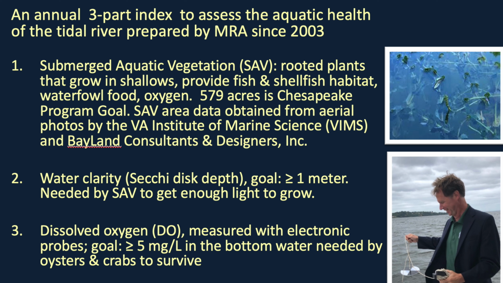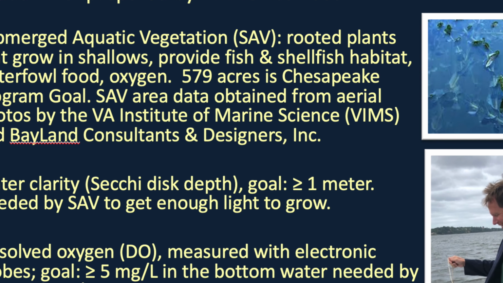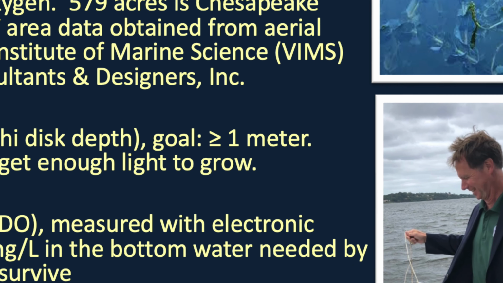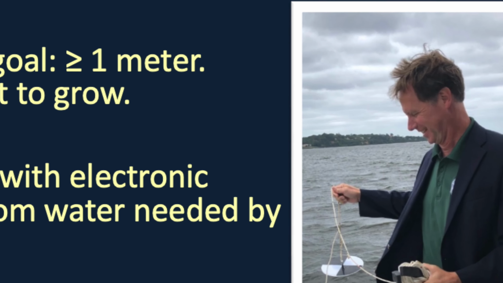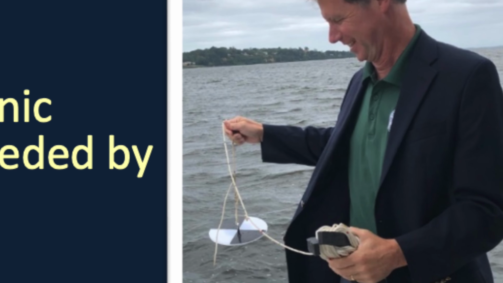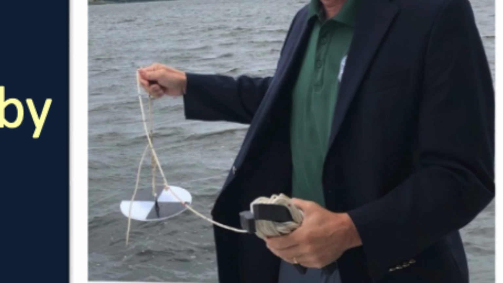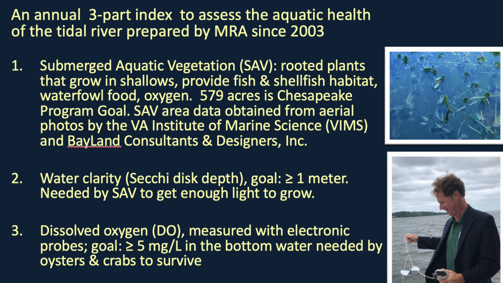So the second parameter is water clarity. And we measure that with a Secchi disc. You can see here we have our county executive holding the Secchi disc. He learned how to use it that day. And so we lower that into the water, and we look to see how far down in the water we can see it. And we're looking for 1 meter depth. We would like to see it go down at least 1 meter and still be able to see it. Any more than that is great. So that's about 3 feet. And that's essential because that's what the grasses need to grow. So we look for water clarity.